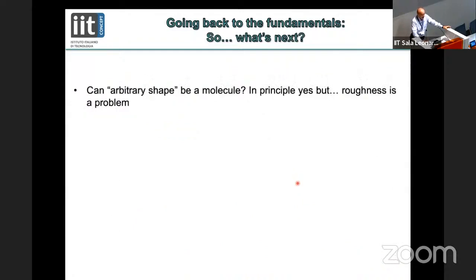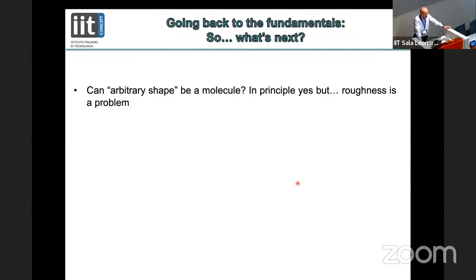So what's next? When I said arbitrary shape, you may ask, can this arbitrary shape be a molecular surface, a Connolly surface? In principle, it could, but then we are realizing that the roughness and the complexity of the surface need a large number of coefficients in order to get a good accuracy. And beyond this, this leads to a bad conditioning.